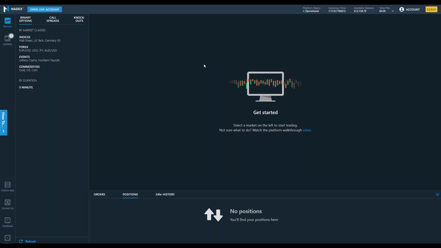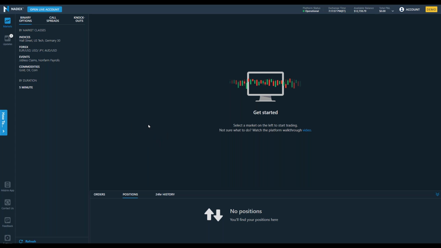Now, if you're not familiar with the platform, over on the left-hand side is where we have our different products: binary options, call spreads, knockouts. Down below is your order panel, and then this is where the charts and order ticket are going to show up.